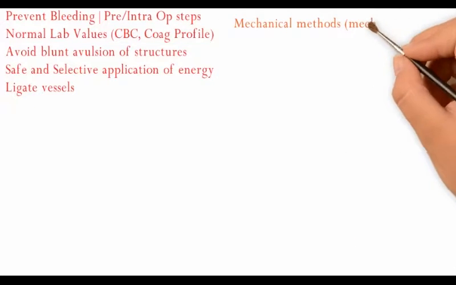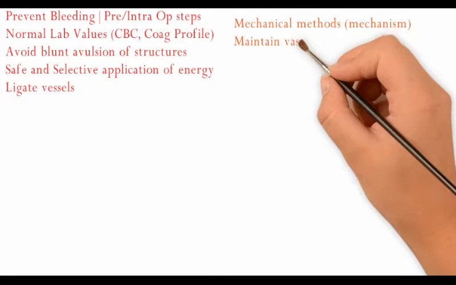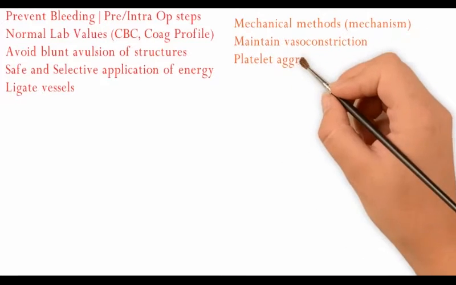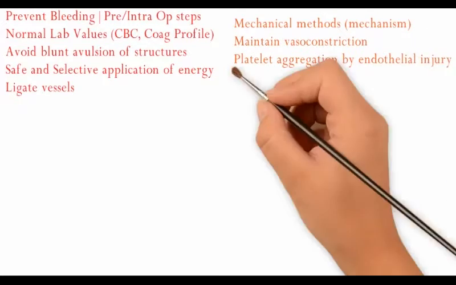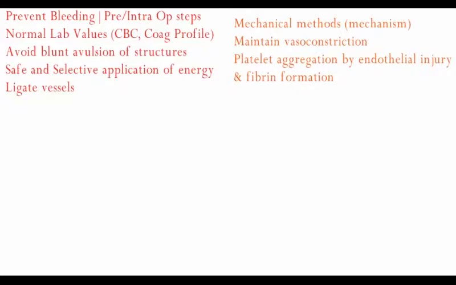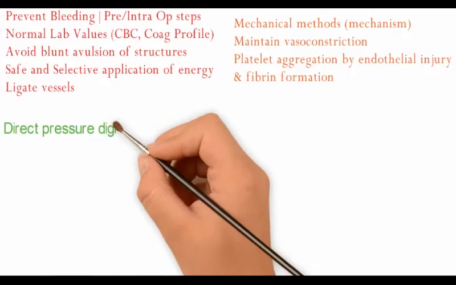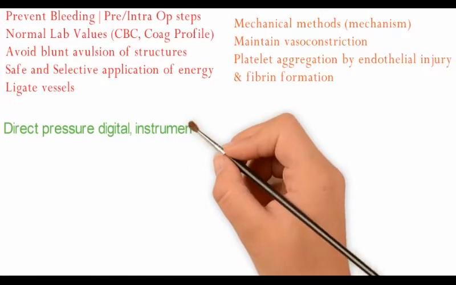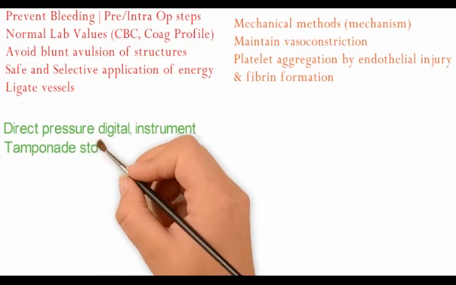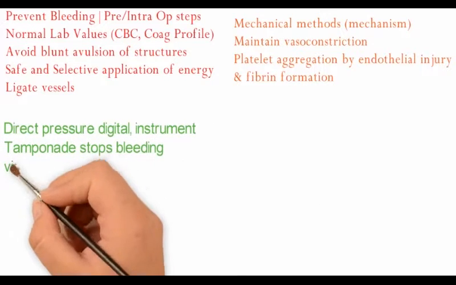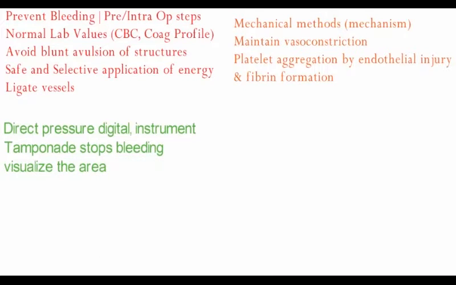The mechanical methods of hemostasis act by maintaining the vasoconstriction. They even promote platelet aggregation and fibrin formation by causing endothelial injury. Direct pressure applied by the digits or even instruments such as hemostats causes a tamponade. This stops the bleeding and helps one to visualize the area to control the hemorrhage.